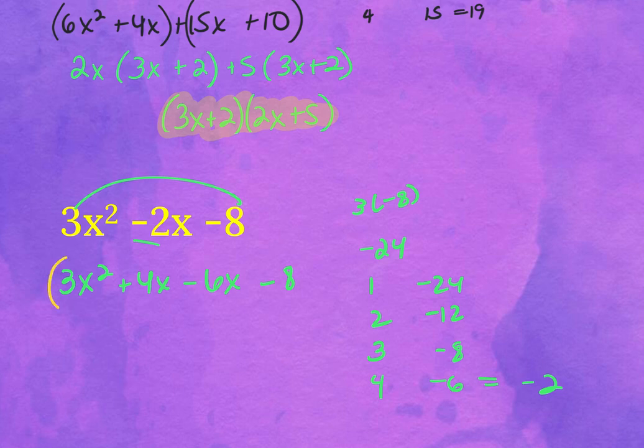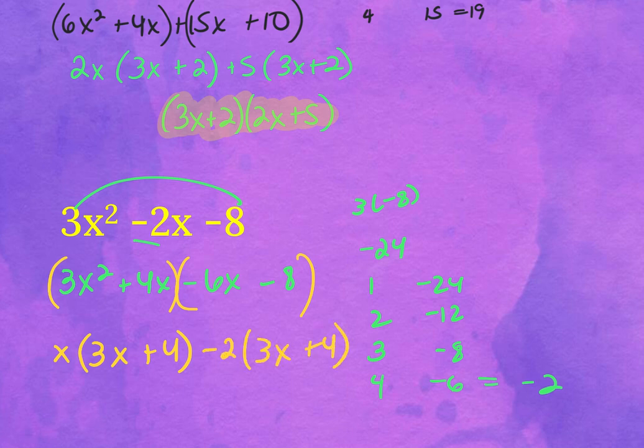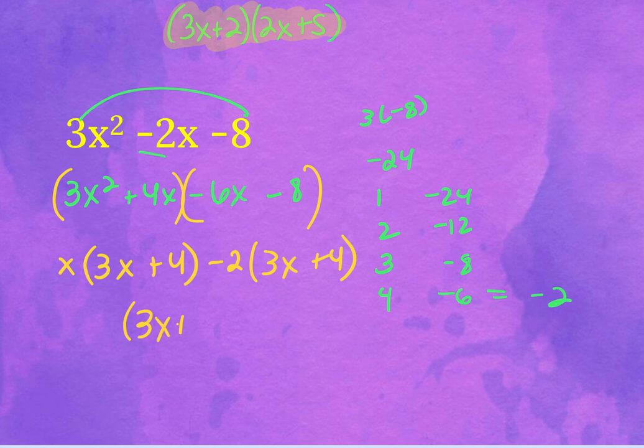Factor by grouping. Make sure you keep the negative on the 6. Take out the x. Take out a negative 2. And it's 3x plus 4 and x minus 2.